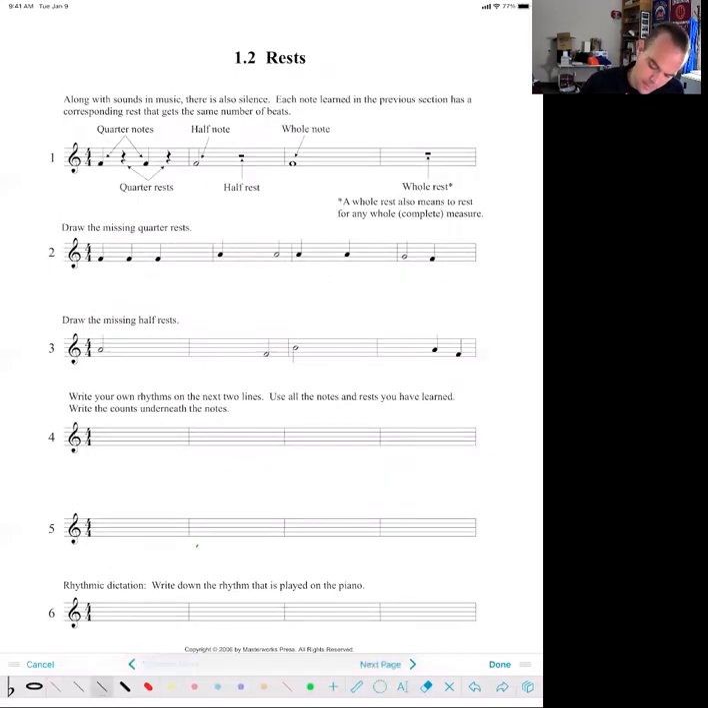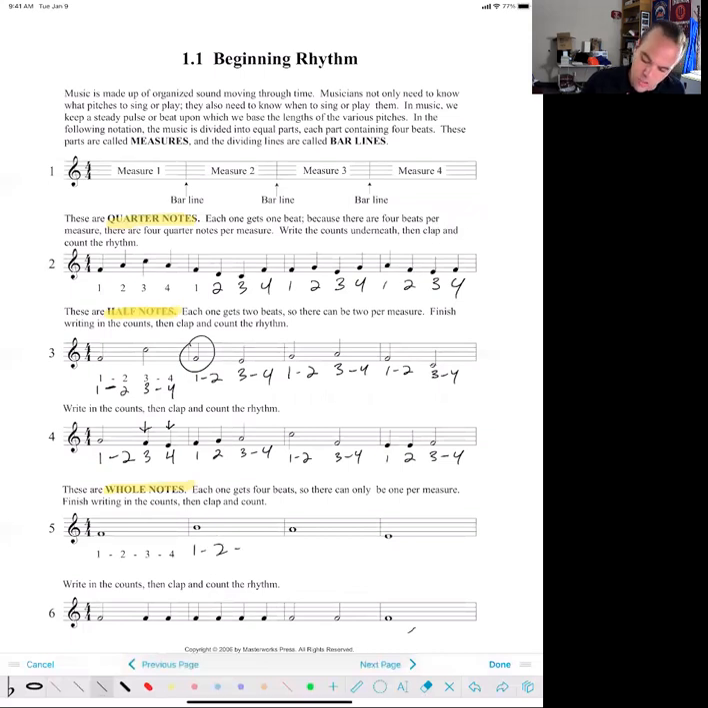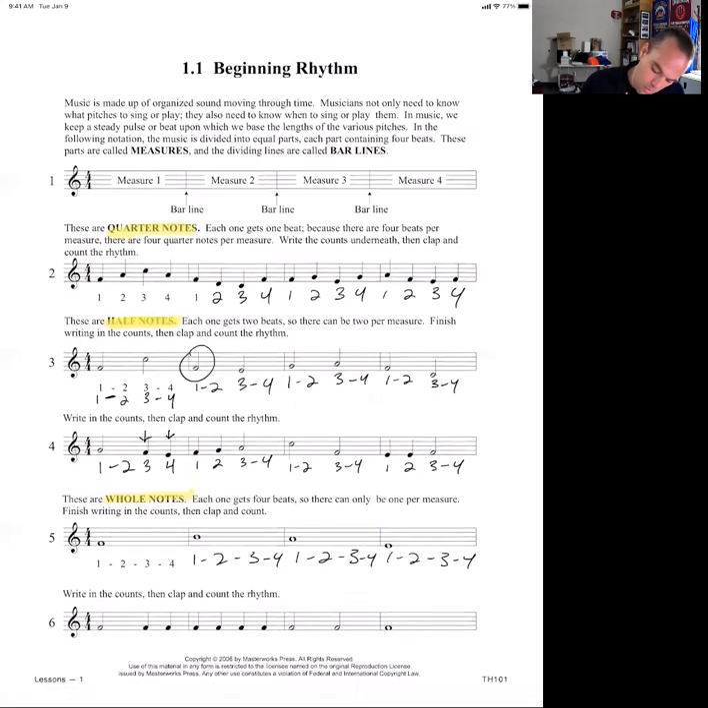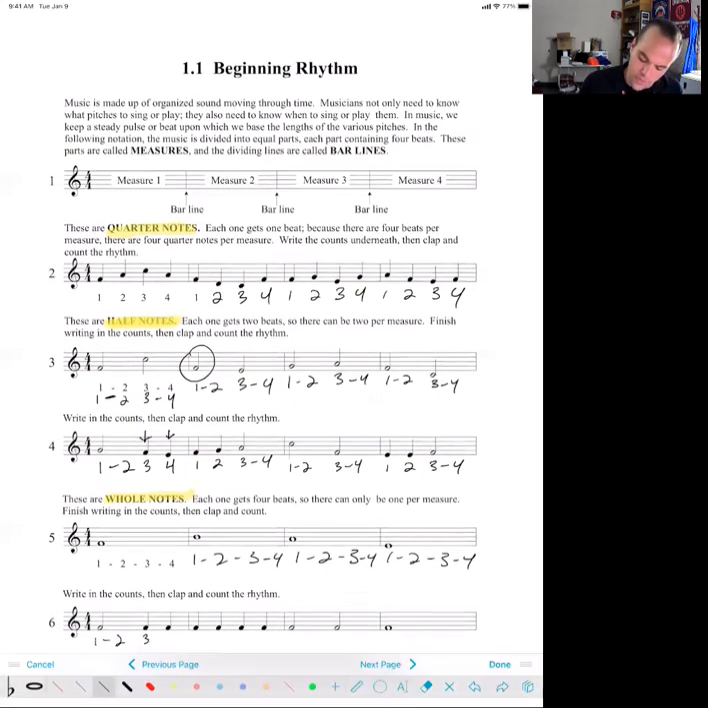Whoops, sorry, just skipped pages. So we've got 1-2-3-4, 1-2-3-4, 1-2-3-4. Now they're asking us again to just write in the counts here. It works the same way, except now we've got a whole note to deal with. So we're going to write 1-2, 3, 4, because they're quarter notes. Then we have 4 quarter notes in a row, so we just write 1, 2, 3, 4, no dashes. Then we have 1-2, 3-4 because they're half notes, and then 1-2-3-4. And that's it. Super easy.